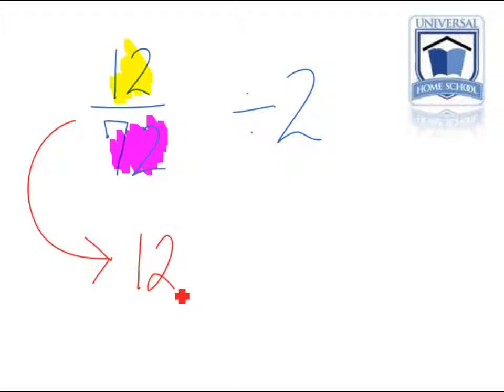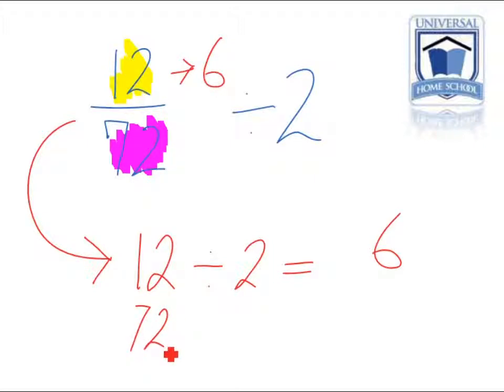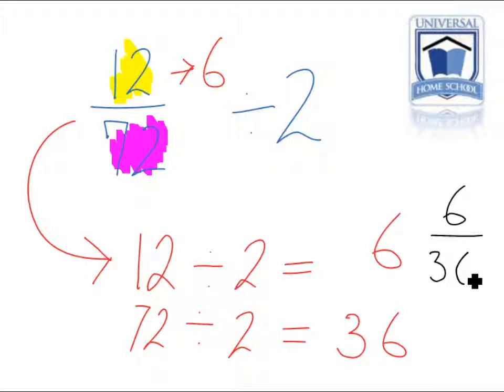So 12 divided by 2 equals 6. And 72 divided by 2 equals 36. Now look, we're doing the same to the top as we are to the bottom. So now we have a new fraction, 6 over 36, because we divided 2 into the 12, which equals 6, and 2 into 72, which equals 36. So our new fraction is 6 over 36.